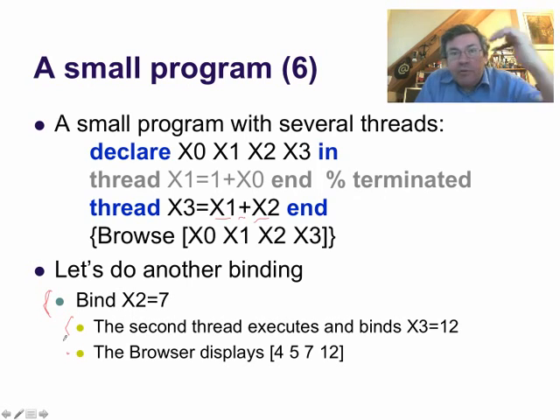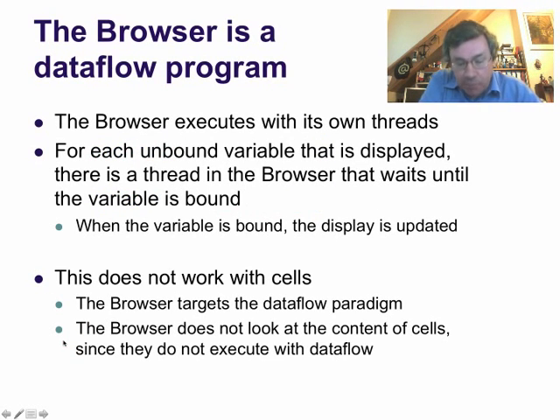It passes information from one thread to the other, waiting when the information is not there, and continuing when the information becomes available. Let me just say a few words about the browser in this example. The browser is in fact a data flow program. It executes with its own threads, and when it has an unbound variable to display, it creates a thread internally that waits until the variable is bound, and when the variable is bound, it updates the display. Notice that this does not work with cells. The browser is really targeting the data flow paradigm. It does not look at the content of cells, since they are not doing data flow.